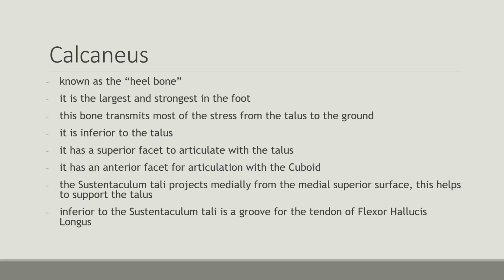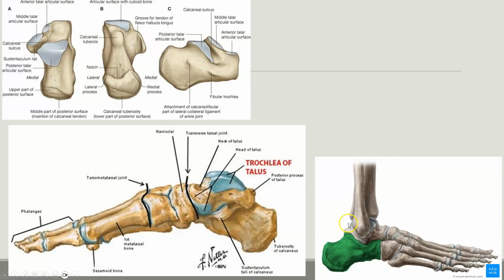We've already looked at a couple of articulations there. And of course, it has a superior facet to articulate with the talus. It also has an anterior facet for articulation with a bone called the cuboid, which runs anterior to it. And as we said, the sustentaculum tali projects medially from the medial superior surface, which helps support the talus. Also, as I just pointed out to you, under the sustentaculum tali is a continuation of a groove for flexor hallucis longus.